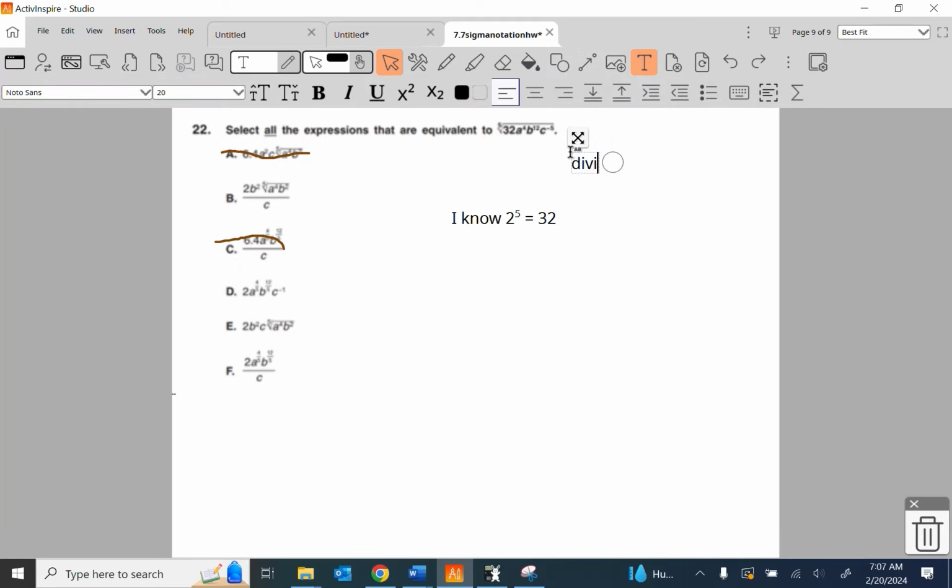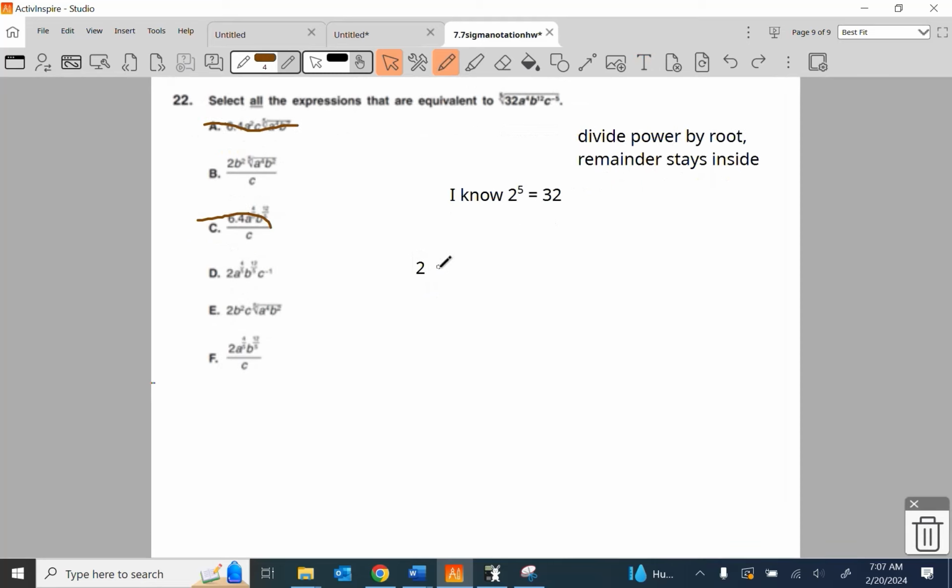Now it was pretty simple here. We divide the power by the root, and the remainder stays inside. So think about 32 as 2 to the 5th. 5 enters 5 one time. There's 2 outside. 5 does not enter 4. There's going to be a 5th root of 4 on the interior.